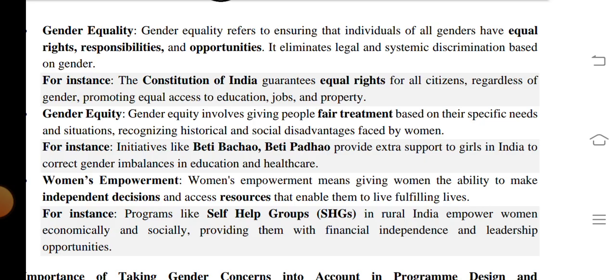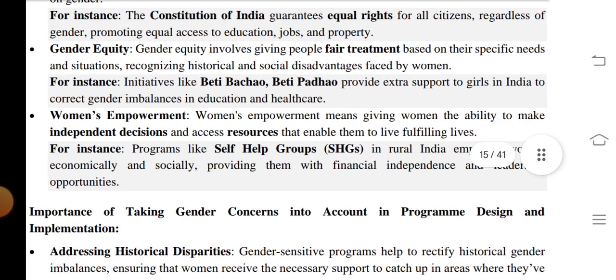Gender equity involves giving people fair treatment based on their specific needs and situations, recognizing historical and social disadvantages faced by women. For instance, initiatives like Beti Bachao Beti Padhao provide extra support to girls in India to correct gender imbalance in education and healthcare.